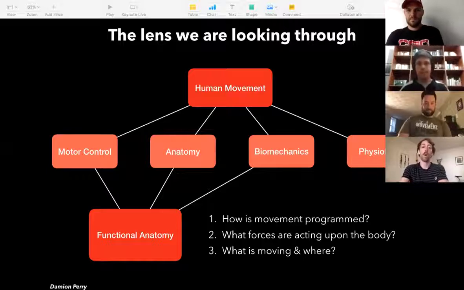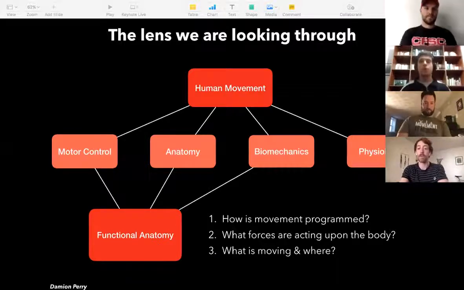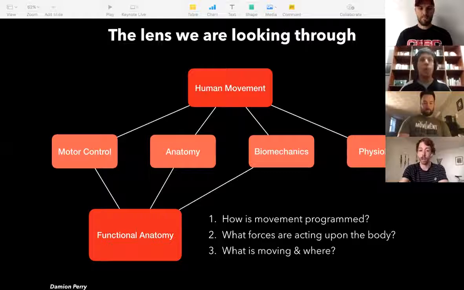So what are we going to evaluate? How is movement programmed? What forces are acting on the body? What is moving? Where is it moving? We're just going to get a good grip on what our client would be doing for an exercise in front of us through the lens of motor control, anatomy, and biomechanics.